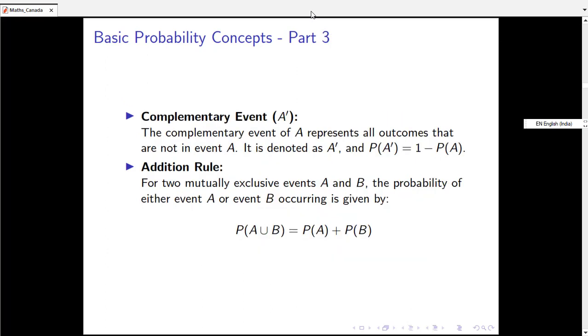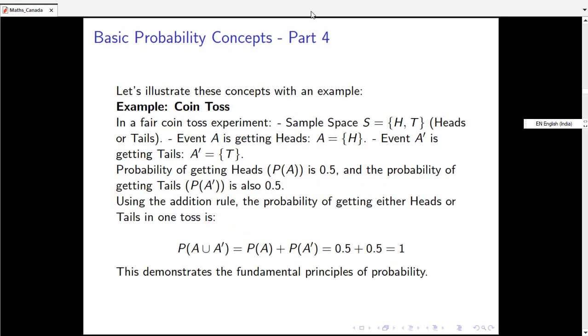Now what are complementary events? Complementary events are all the outcomes that remain after the event has occurred. Let's suppose the head is there. What is the complementary event? The tail, that is 1 minus P of A. Now what is the addition rule? When we add two events, it becomes the sample space: P of A union B is P of A plus P of B. If we add two events, it becomes the sample space, because these are the only two events that make up the space.